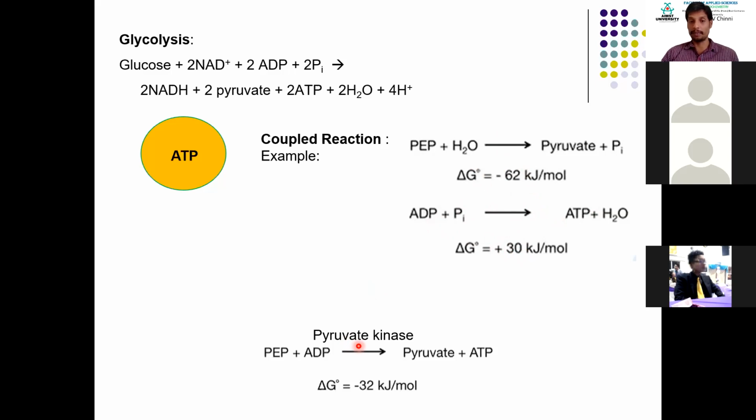That is also important. So what is the summary? PEP plus ADP gives pyruvate plus ATP, catalyzed by pyruvate kinase. The net change is 32 kilojoules per mole released. Still extra energy will be released. So that is the coupled reaction which happens to produce the ATP.